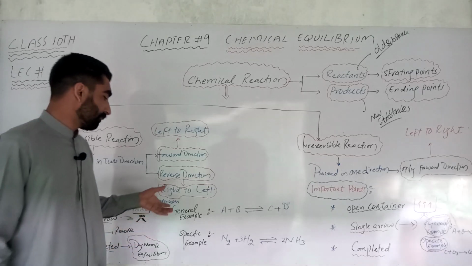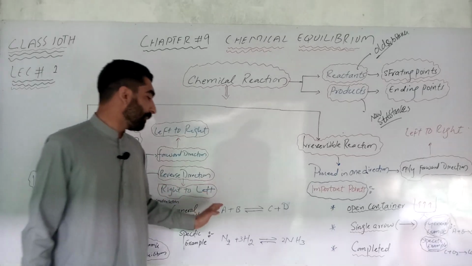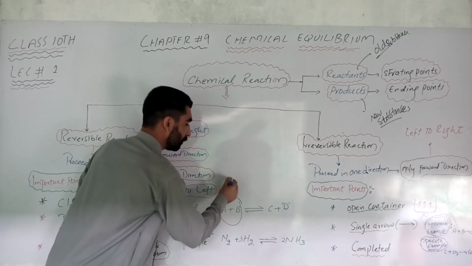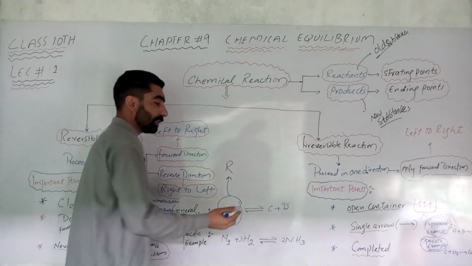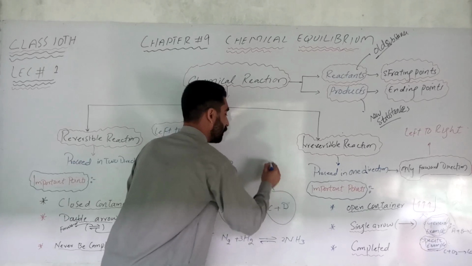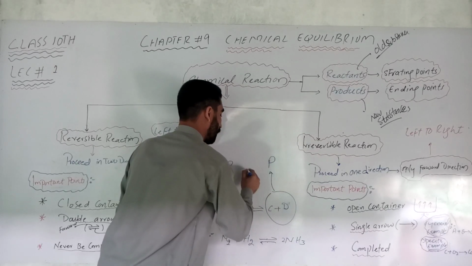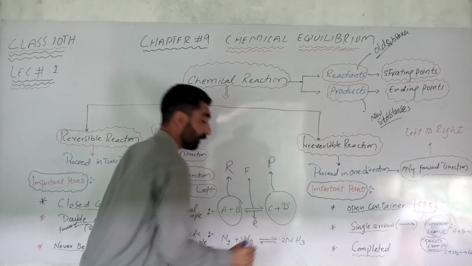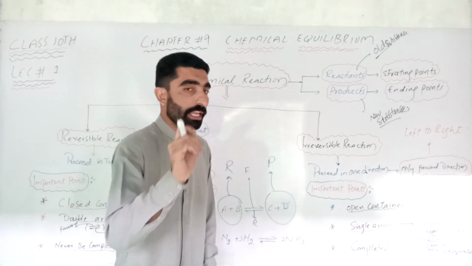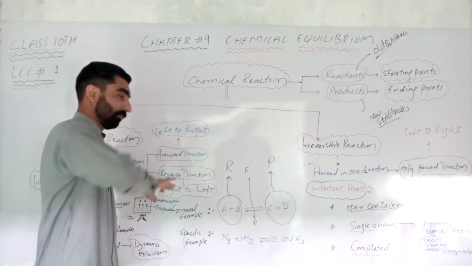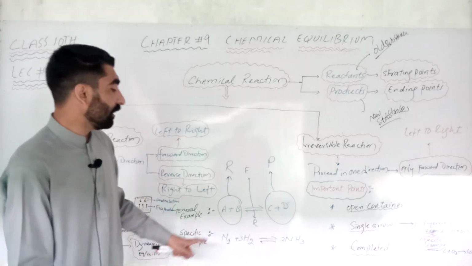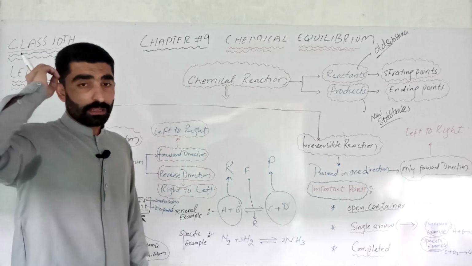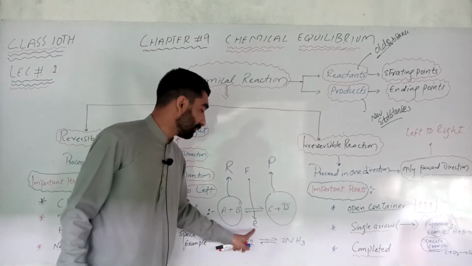Now the general example is A plus B, also called reactants, converted into C plus D, also called products. The first direction is called the forward direction and the second is called the reverse direction. The forward direction is also called evaporation, the conversion of liquid into gas state, and the reverse direction is also called condensation, the conversion of gas state into liquid state.